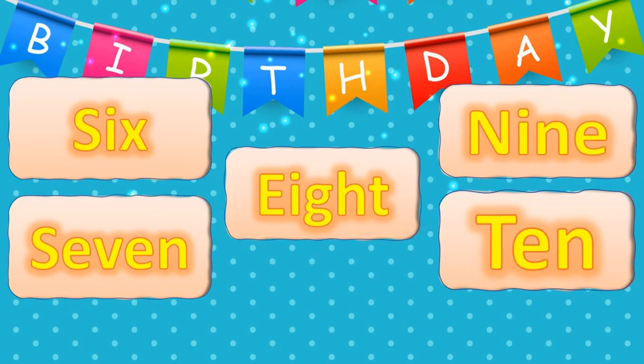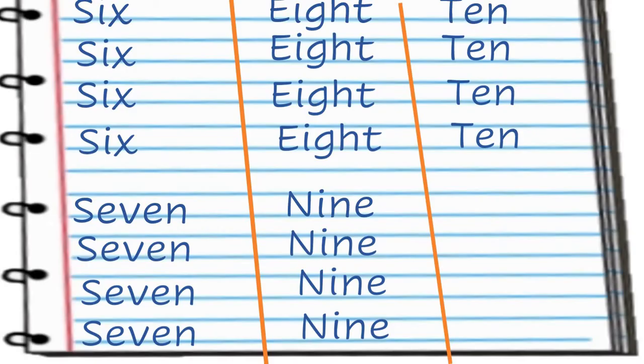Now please keep these vocab: 6, 7, 8, 9, and 10. Write them down in your notebook, each for 4 times, like this.